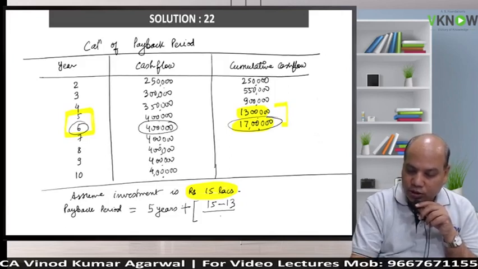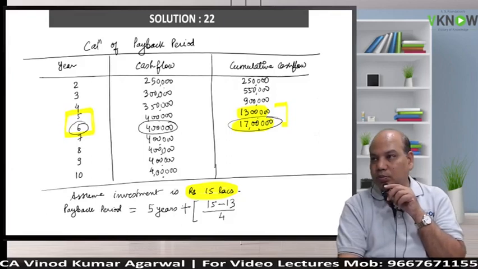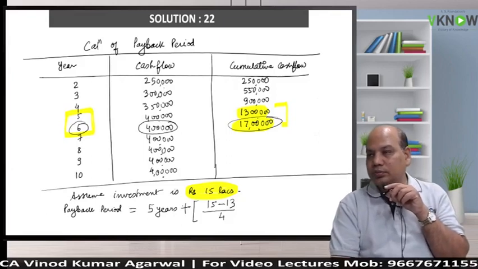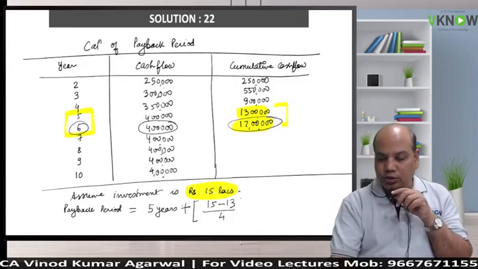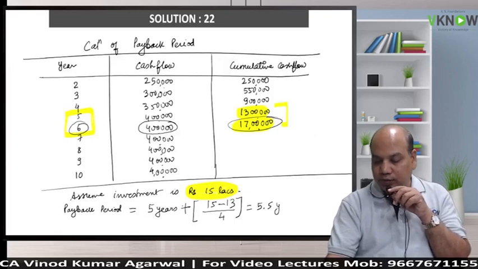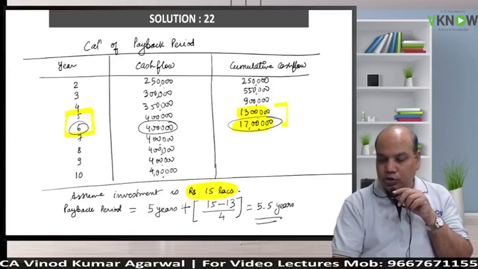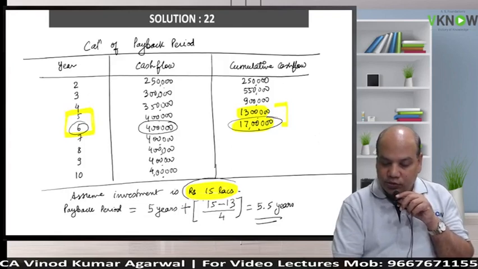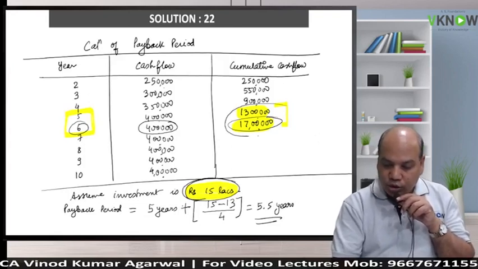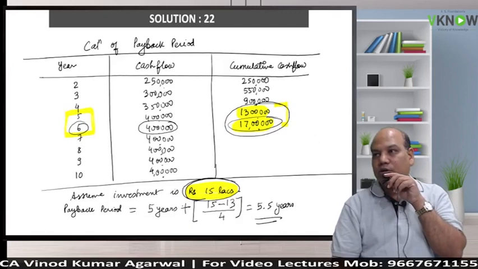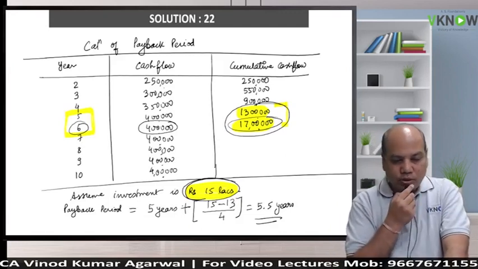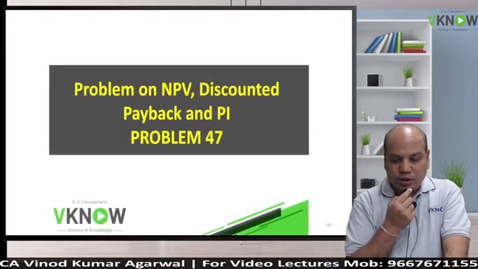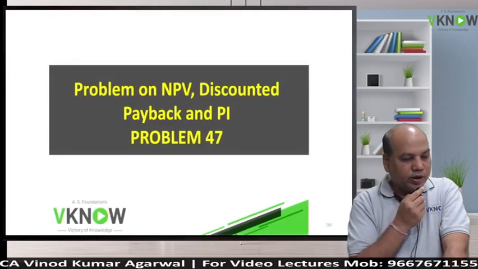So this 4 lakh you write here. So you will get a proportionate amount. You need 2 lakh, but the 6th year will generate 4 lakh. To get 2 lakh, you will require half year, so 5.5 years. So this way you will solve a question if the initial investment figure is not appearing in the cumulative cash flow column. Okay. So this was a question on NPV, PI, payback period and IRR.